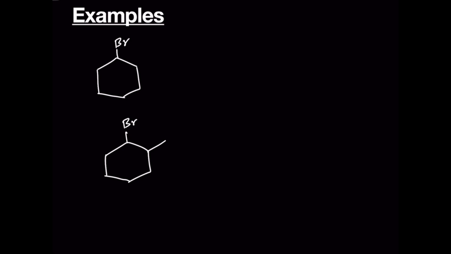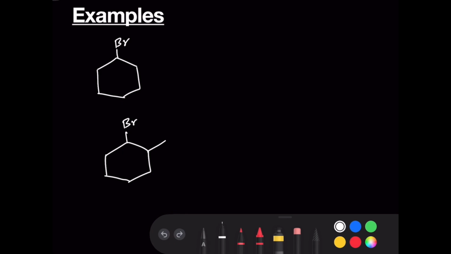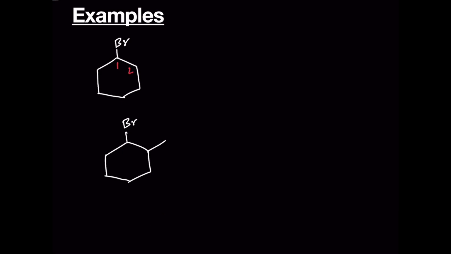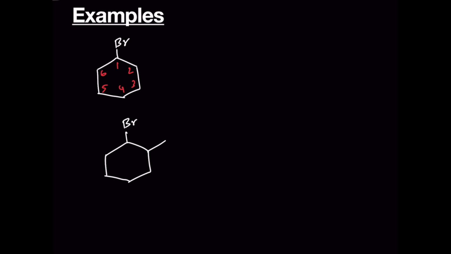We have a cyclohexane ring with bromine as a substituent, and we have a cyclohexane ring with bromine and methyl group as substituents. So, let us give names for these two molecules. Let us start numbering. 1, 2, 3, 4, 5, 6. In the case of monosubstituted cycloalkanes, you can either go clockwise or counterclockwise, and therefore the IUPAC name for this molecule is 1-bromo.